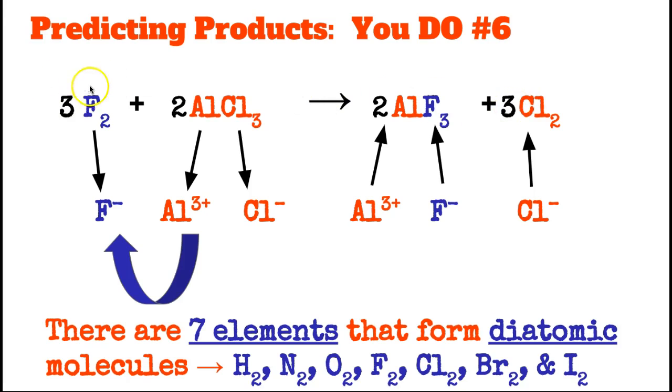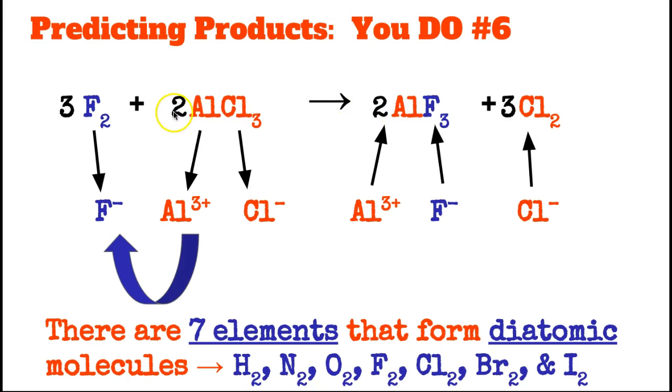So we ended up with 6 fluorines, so 3 times 2 is 6. 2 times 3 is 6, so we have 6 fluorines on both sides. We have 2 aluminums on both sides, 2 times 1, 2 times 1, so we have 2 aluminums on each side.